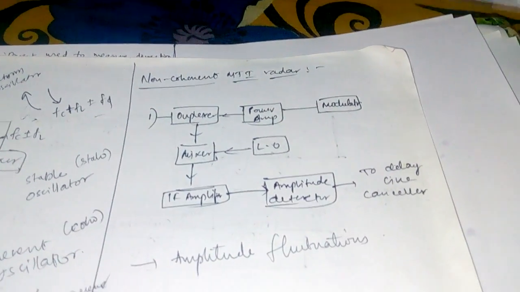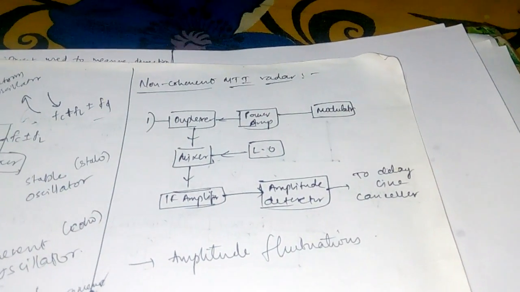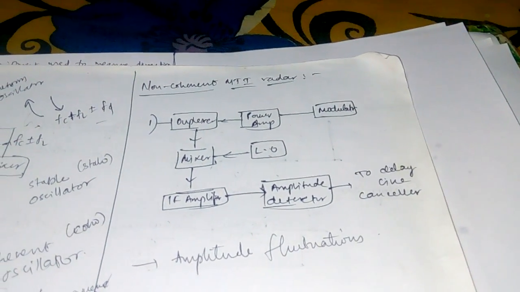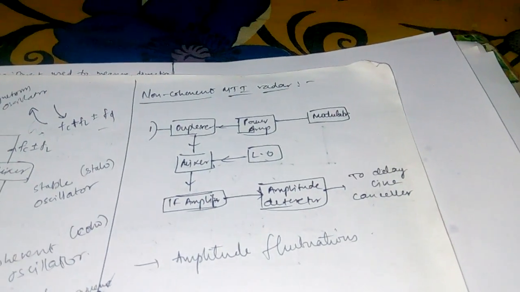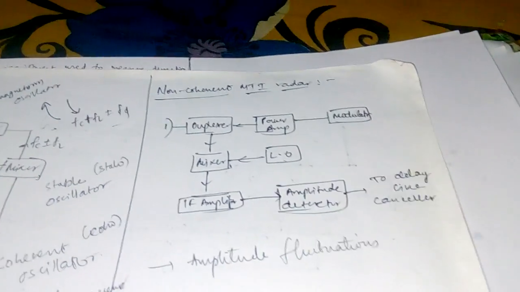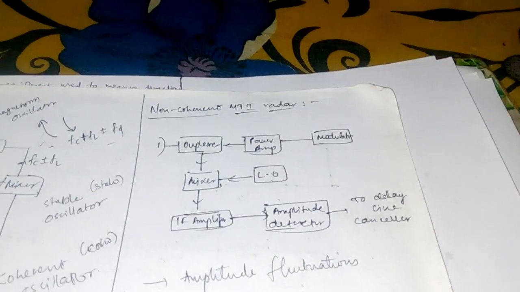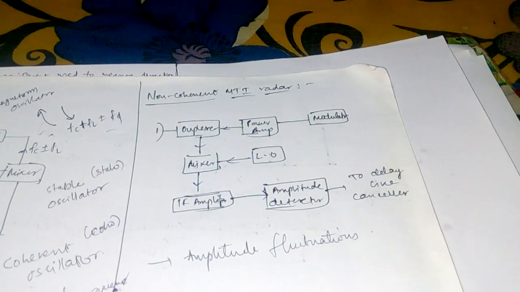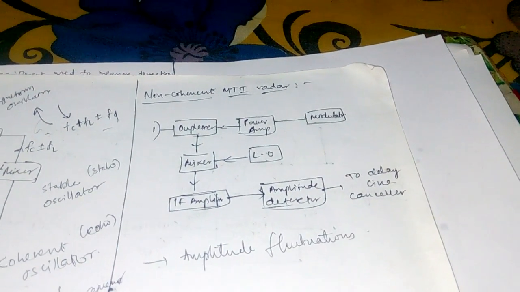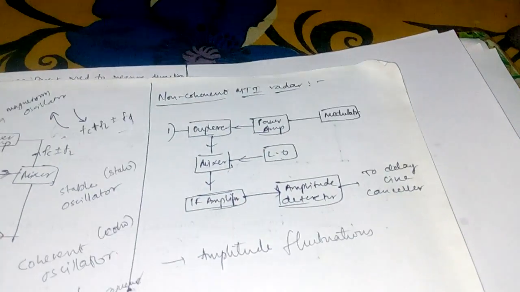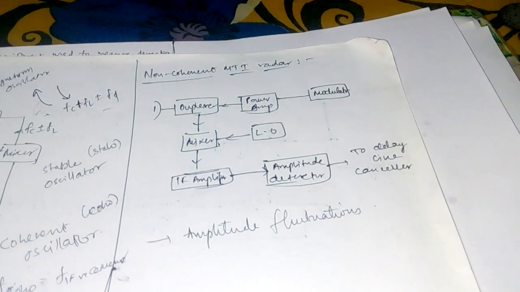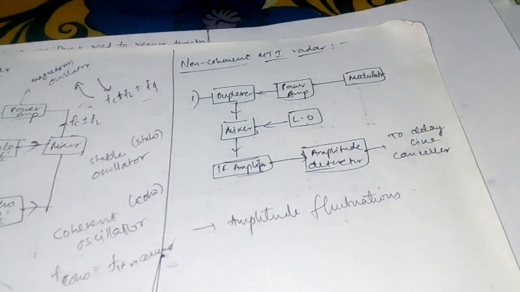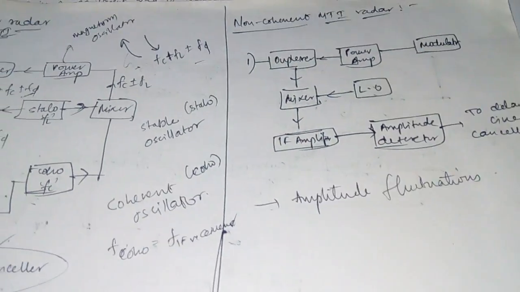Here the reference signal is clutter. The clutter itself is the reference signal. If there is no clutter, it will not detect the moving targets. It takes the clutter as a reference signal and compares it with the moving target signal. If there is no reference signal, there is no detection of a moving target. This is about coherent and non-coherent MTI radars.